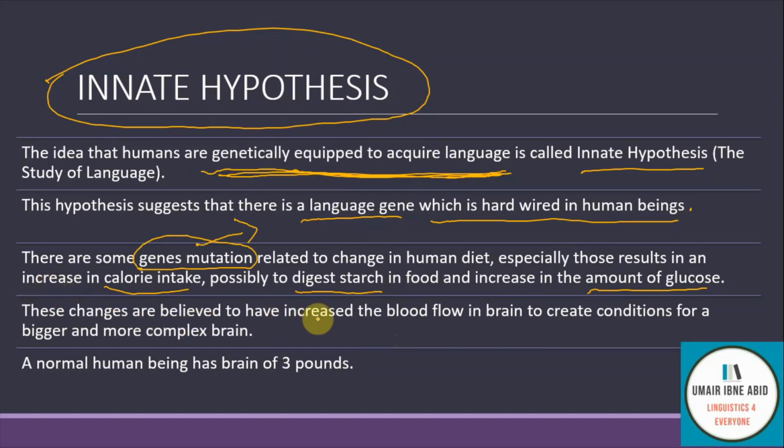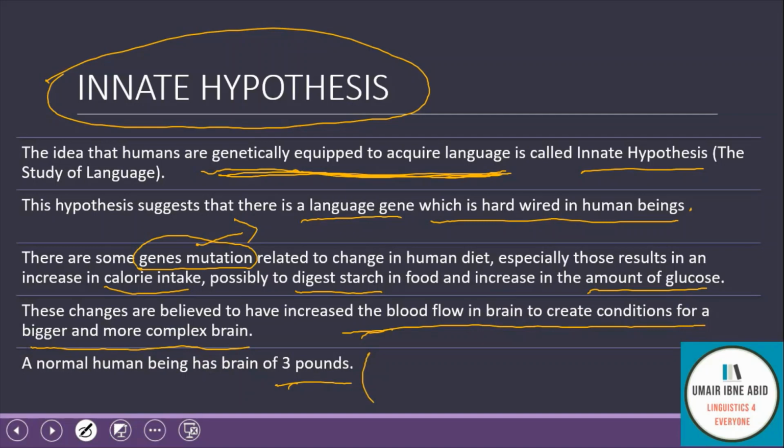So these changes are believed to have increased the blood flow in the brain to create conditions. When the amount of glucose increases, the blood flow in the brain increases, so it may create conditions for a bigger and more complex brain. A normal human being has a brain of 3 pounds, which is quite a good weight for a brain. Dolphins are considered to be very intelligent, and dolphins also have a brain of almost 3 pounds.